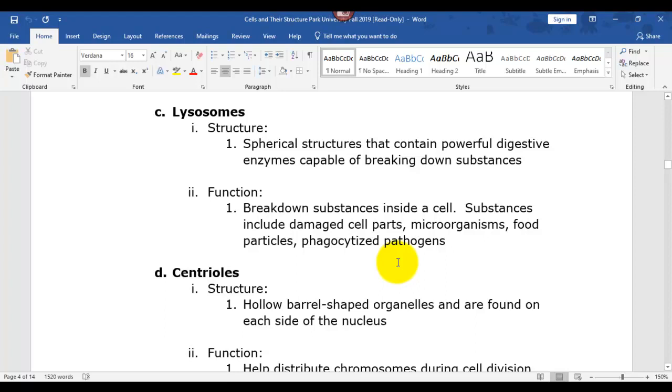I believe last week I had shown a video of a neutrophil, a white cell, chasing down some bacteria. White blood cells, there's 2 kinds of those. They eat other substances they don't recognize, and the lysosomes would then break those down. So they're called the garbage pail.